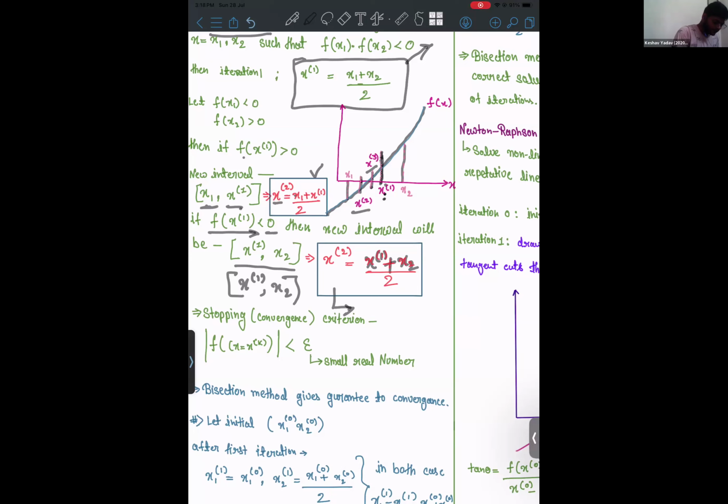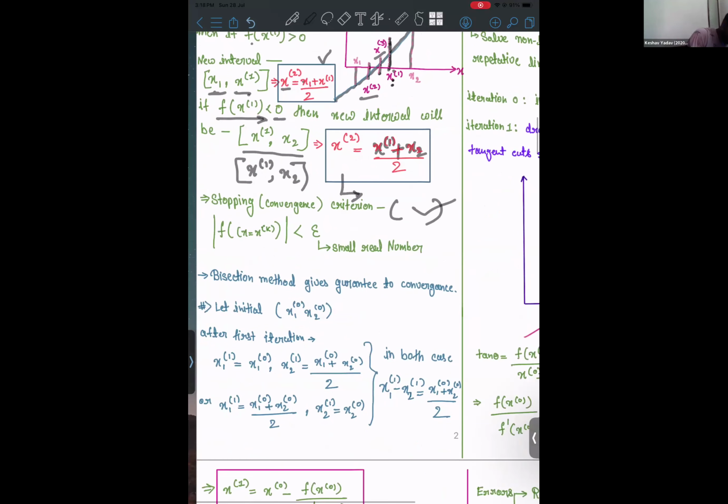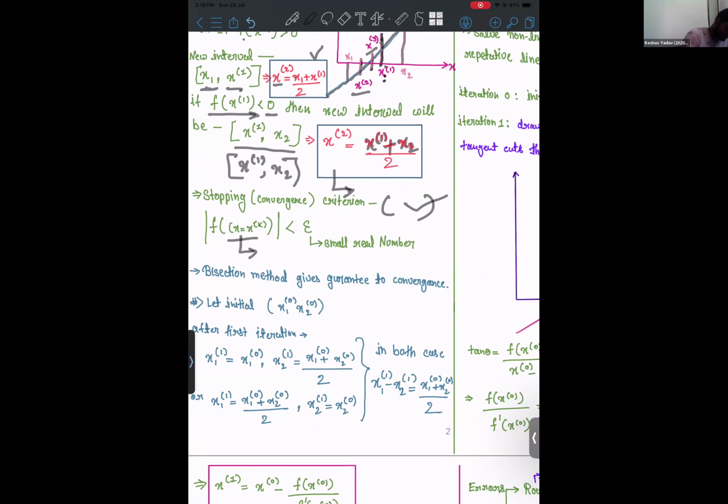Okay, like that. As we move forward, our interval shrinks and we move closer to the solution. So we need to put some stopping criteria. Stopping criteria means at x at some kth iteration, the function value should be some small real number. This epsilon we define by ourselves. We give in the program some limit, suppose 10 to the power minus 3, 10 to the power minus 4, something like that. When the function value is less than that, our program will stop.